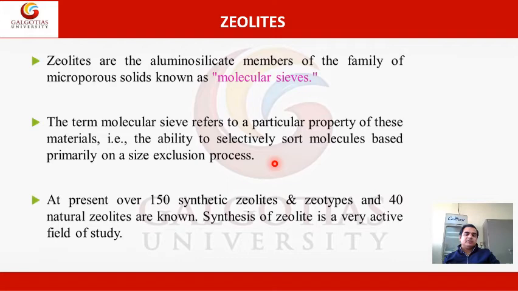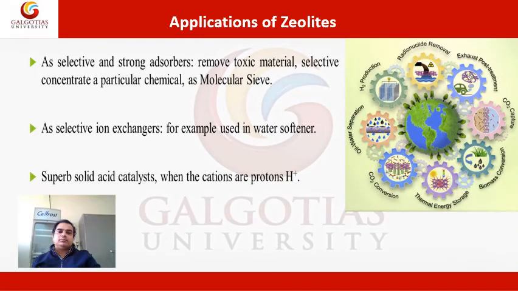And at present, we know that over 150 synthetic zeolite types and 40 natural zeolites are known in nature, and the synthesis of zeolites is a very active field of study nowadays because they have vast applications in different areas, like water treatment, agriculture, and some solar energy systems also. Now let us come to the various applications of zeolites. Some of them we are discussing in the slides.